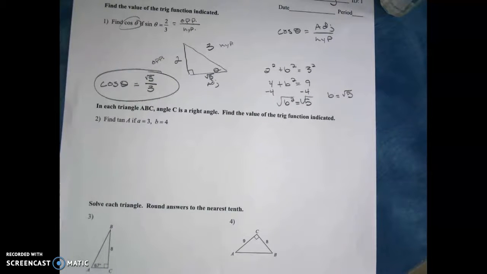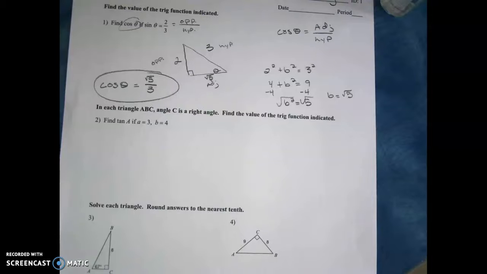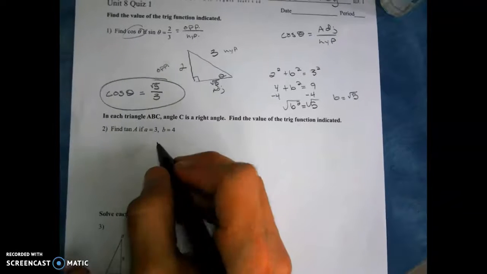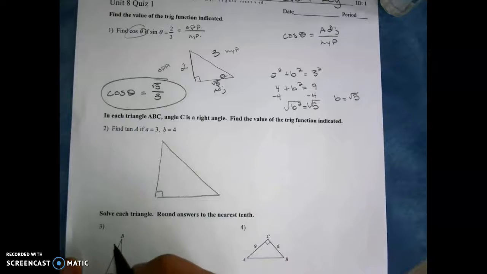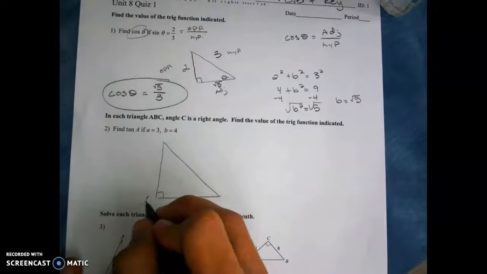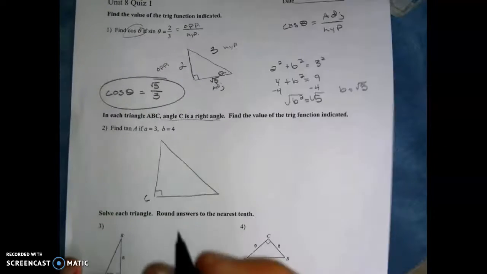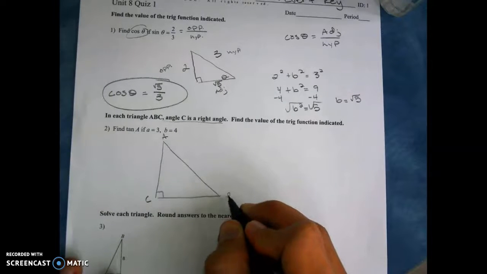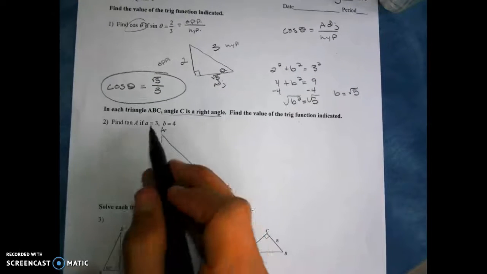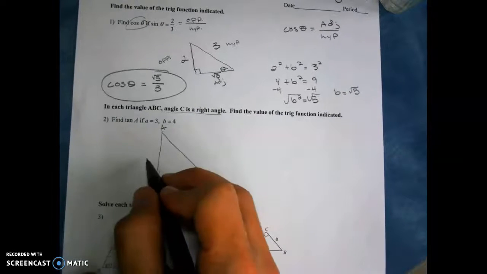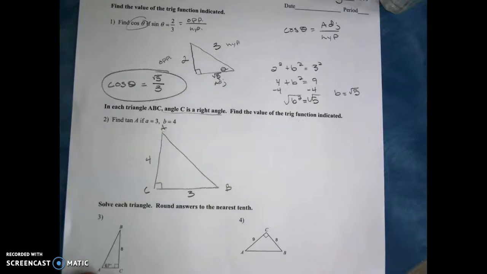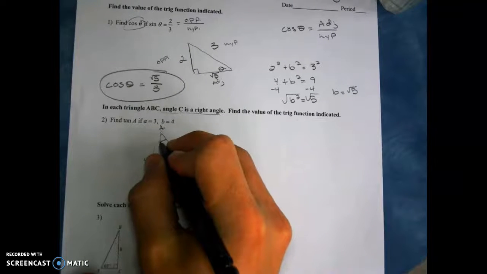Okay, number 2. So in each triangle ABC, angle C is a right angle. Find the value of the trig function indicated. So here we have find tangent of A if a is equal to 3 and b is equal to 4. So again, I'm going to draw a picture. Okay, there's my right angle. We'll label this C, right, because the angle C is the right angle. We'll label this A, and we'll label this B right here. Okay, so remember, little a is the side directly across from angle A. So here's 3, and then b is going to be right here. Okay, and then A is the angle we're talking about, so right here.